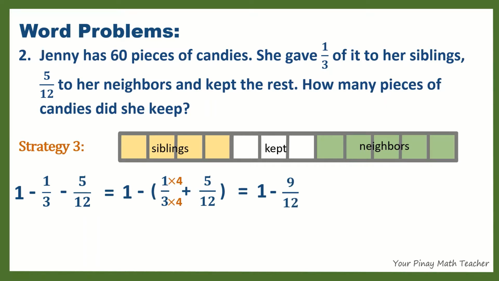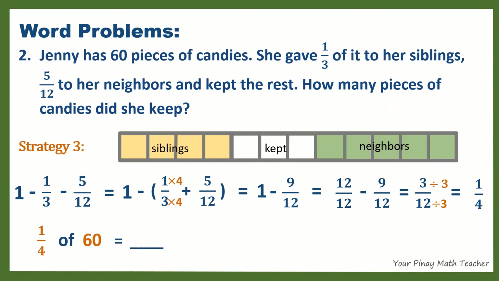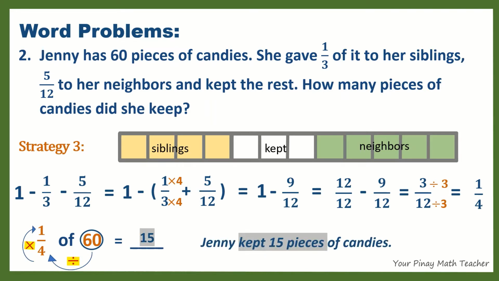And renaming one whole in terms of 12s, we have 12/12 minus 9/12 is equal to 3/12, which can be reduced by 3. So we get 1/4. Now we get 1/4 of the whole 60 pieces of candies, which gives us 15. So Jenny kept 15 pieces of candies.